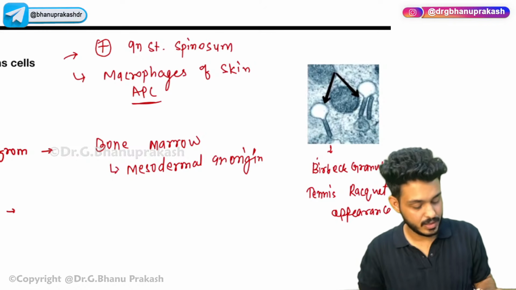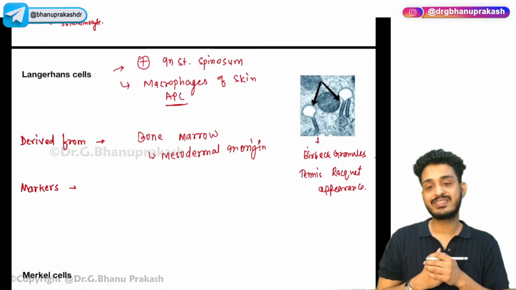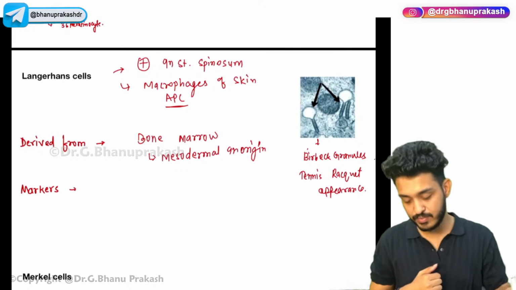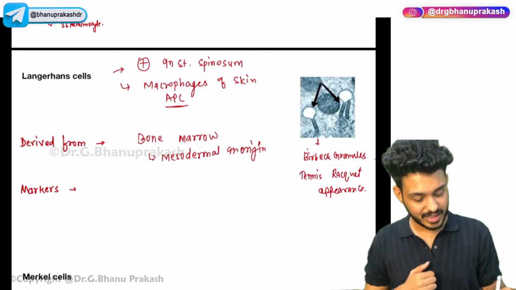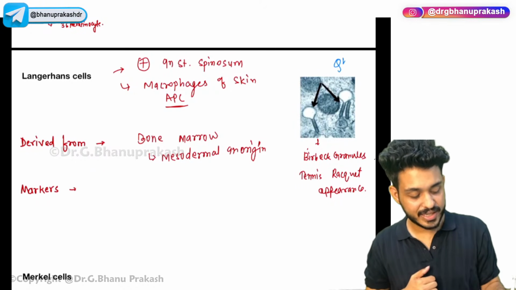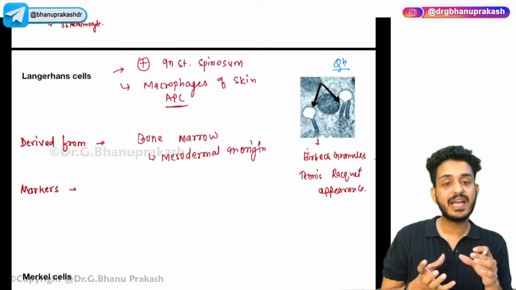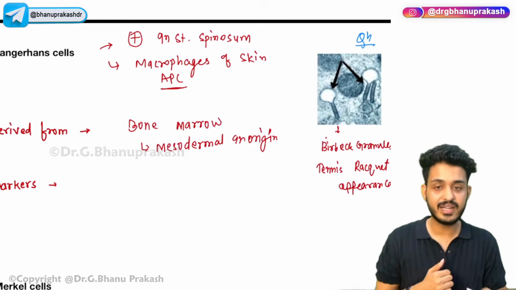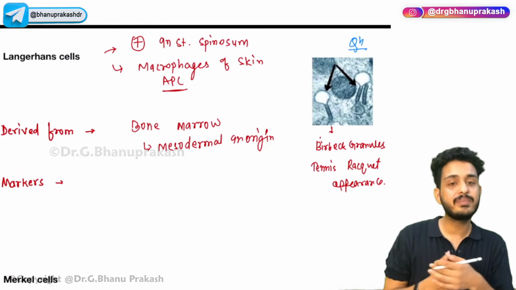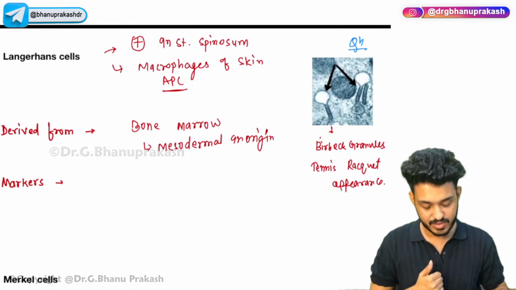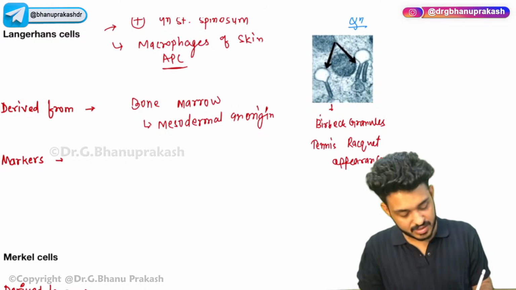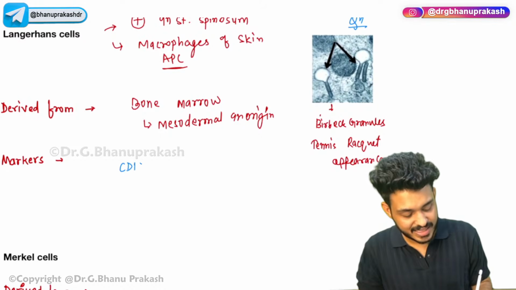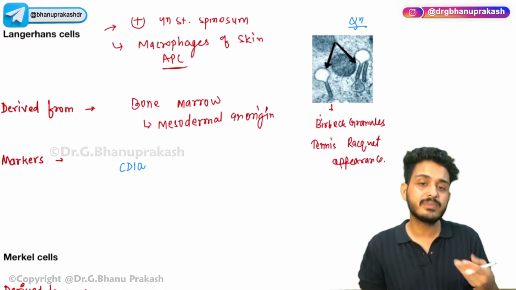Next thing, what are the markers? They have asked you questions on the basis of markers. This is an important thing. For example, in medicine also, you will correlate this particular thing. You will have Langerhans cell histiocytosis, histiocytosis X. What happens there? There will be increased levels of these Langerhans cells. What are the markers? Try to answer. Markers are CD1a.